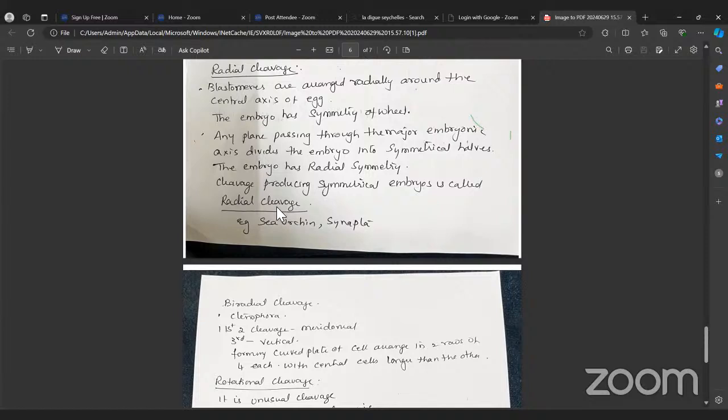Generally, you will see this in ascidians. Have you heard about Herdmania? In an ascidian, you will find this type of cleavage, that is, a bilateral cleavage.